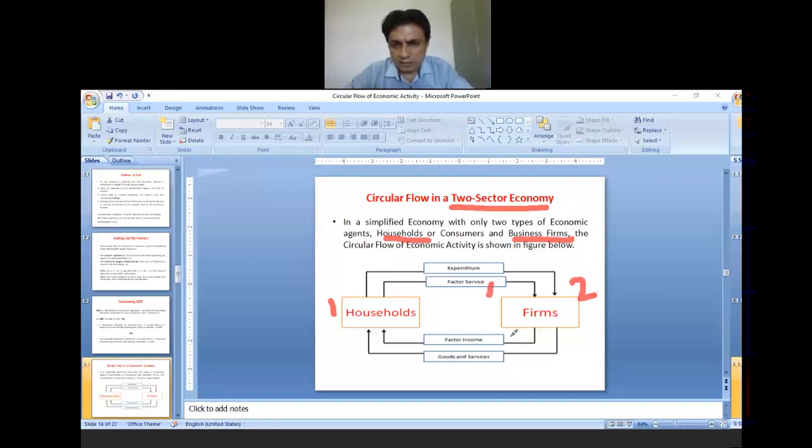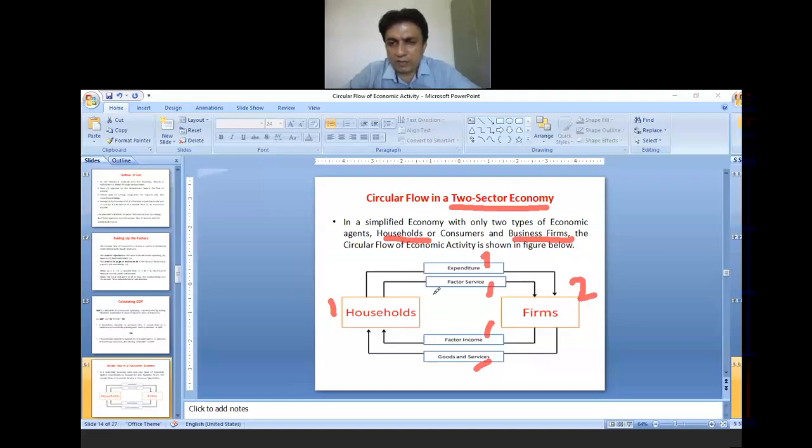And in the same way, the firms provide the goods and services to the households, and the households then buy these goods and services by expenditure, by spending some money in order to buy goods and services from the market. And in lieu of the factor income, the firms and the businesses give salary to the laborers or the employees in their company. So these are the four factors.